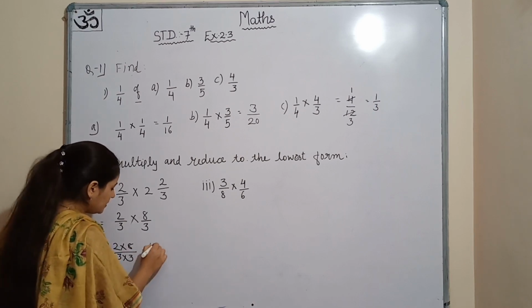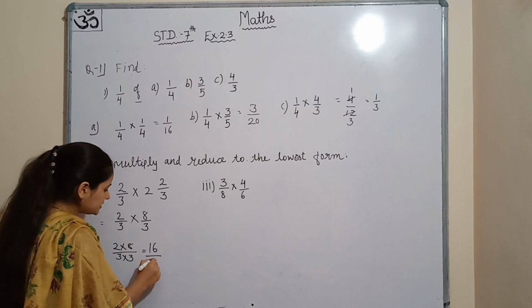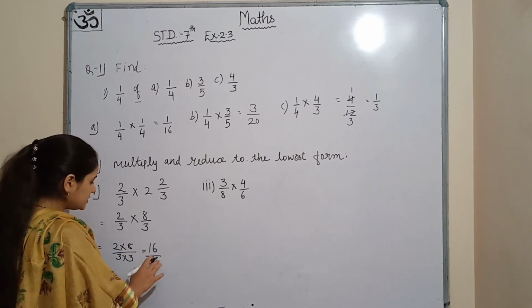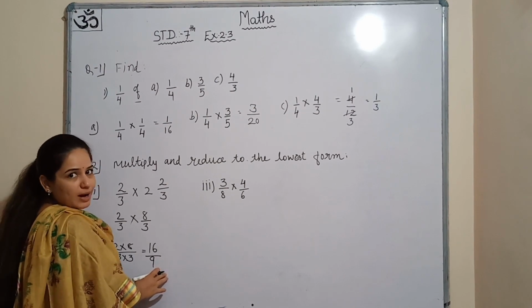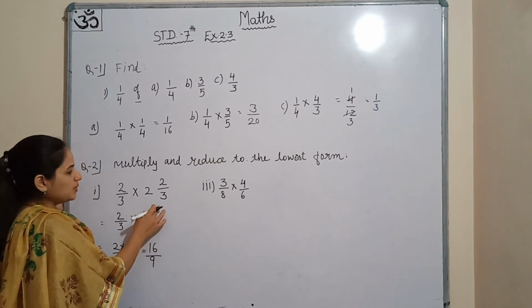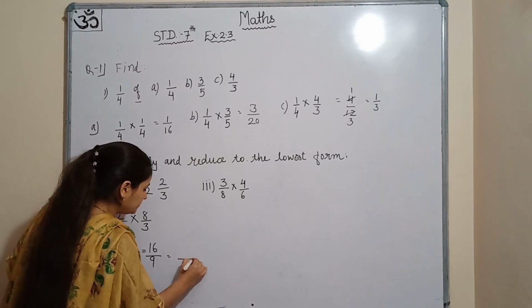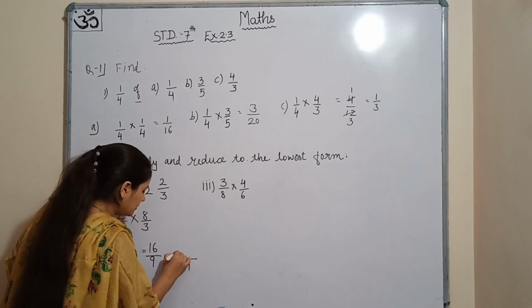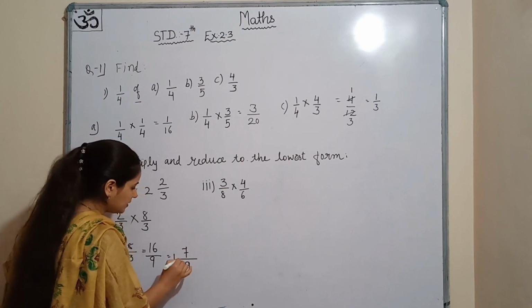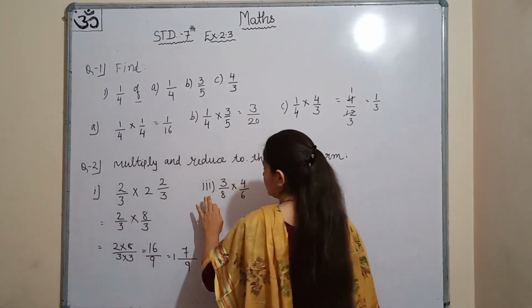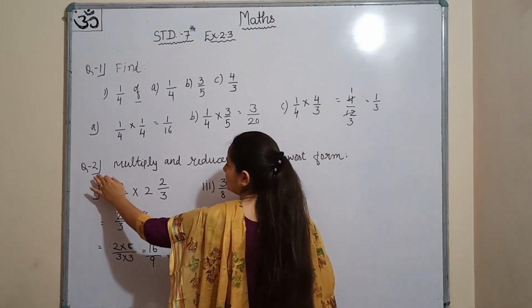2 8s are 16, 3 3s are 9. 16 upon 9 is an improper fraction, and you will convert it into a mixed fraction to obtain the final answer. 9, 1 and 7. Okay, now question number 3 from question number 2.